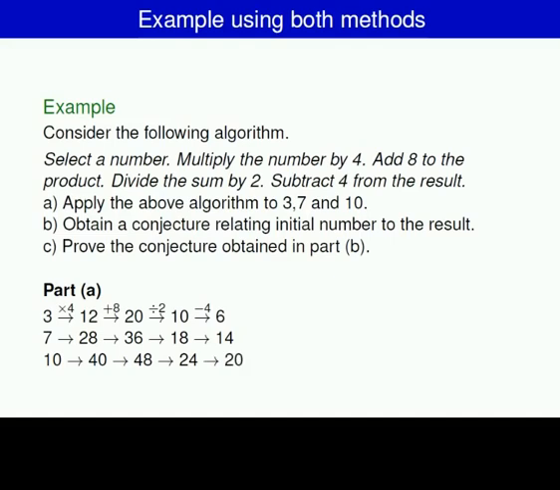So let's look at B. Part B says, obtain a conjecture relating to the initial result, and part C says, whatever we get in part B, prove that result. So let's go to part B. Let's summarize what we got in A. For 3, we got 6 at the end. Starting with 7, we got 14. Starting with 10, we got 20.